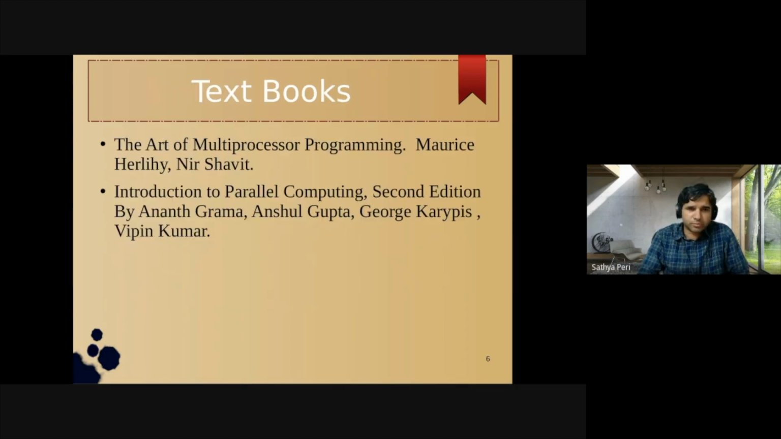And the textbooks. So the main book that I follow is The Art of Multiprocessor Programming. So the topics that I mentioned are from this book. I'll be covering all these topics from this book. And as a reference book, I'll be looking into Parallel Computing by Ananth Grama and other authors. I'll be looking at that as a part of the reference book.